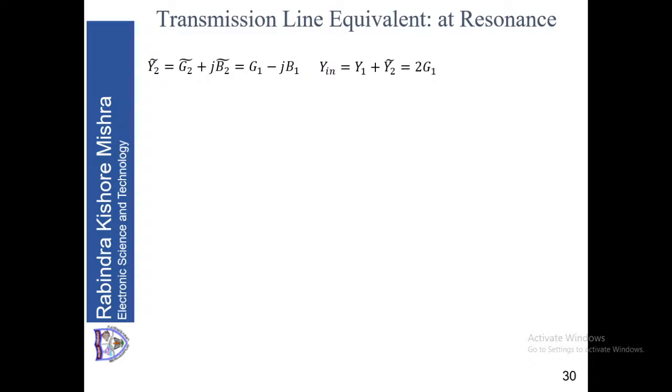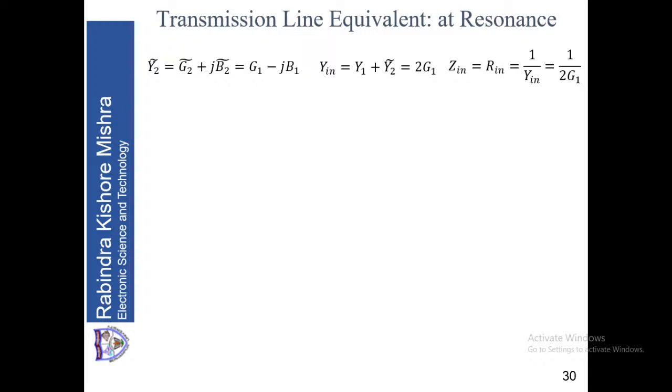You can see it by putting these values in the expression that I have given you. So that will give you y in is equal to y1 plus y2 tilde, which is 2g1. Once I know what is y in, I can find out what is z in. So z in will be equal to r in. Why r in? Because there will be no imaginary part, only real part. Real part is resistive in nature. So z in will be r in, which is 1 upon y in, which is equal to 1 by 2g1. Now this formula for z in does not take into account the mutual coupling effect between the two slots.